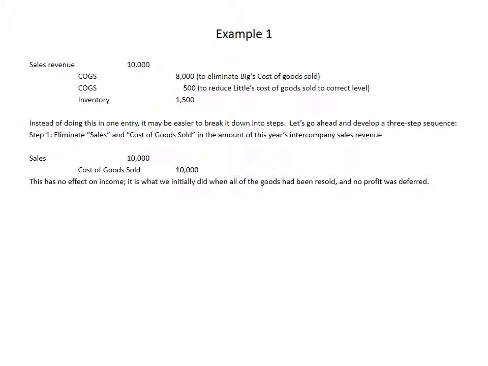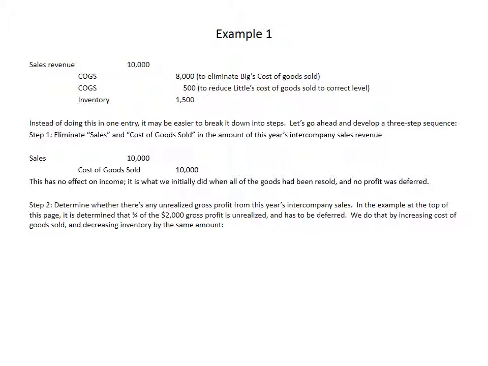Now, this is exactly what we did when we assumed that all the merchandise had been sold to some third party. We said, look, the gain has been entirely realized. There's not going to be any effect on income. We're not going to defer or eliminate any unrealized gain, we're going to recognize the entire profit. Then we step back and say, okay, that first entry would be what we would have done had all of the merchandise been sold to some third party.